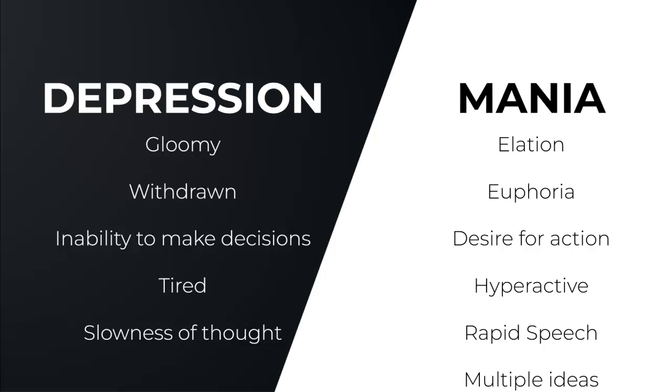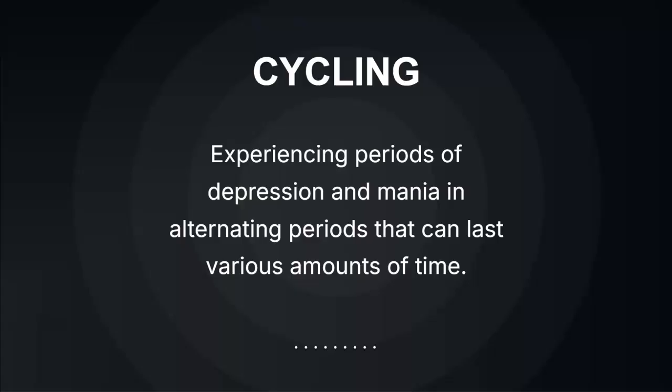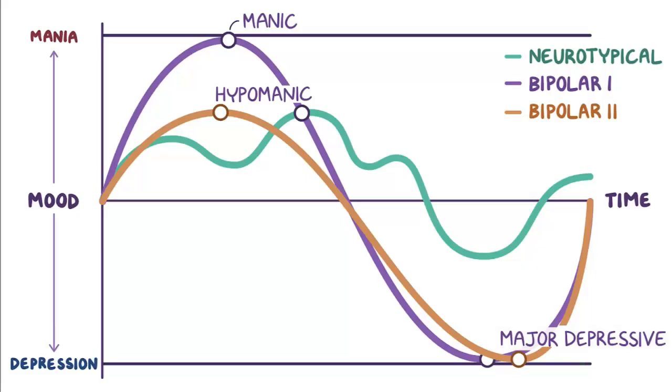But then it's followed again by the crash of depression. So with bipolar disorder, the person cycles back and forth between them. It can be anything from days or weeks to months between the different periods. And sometimes they'll even have a normal period in between.